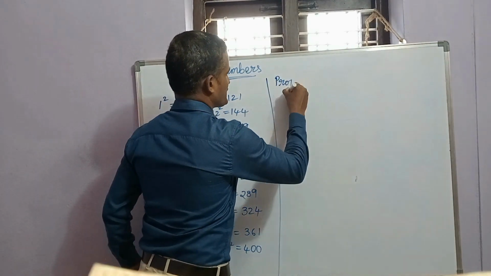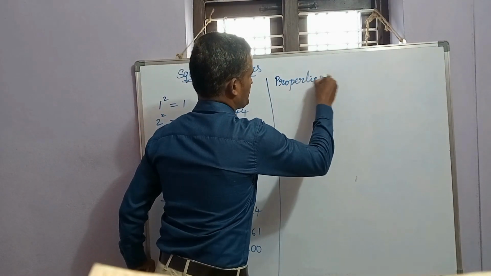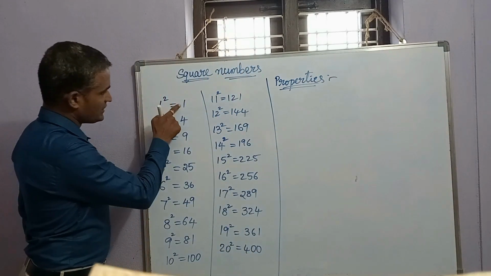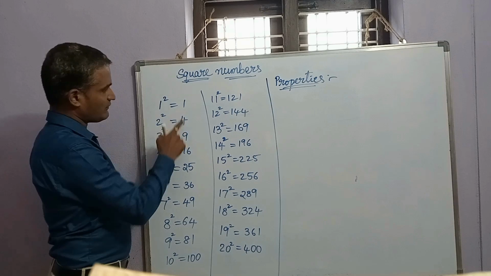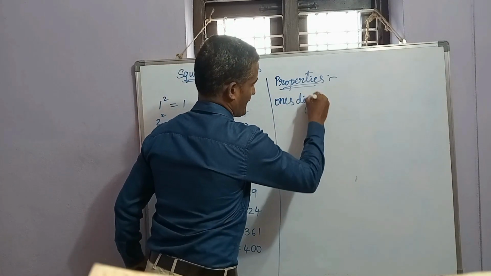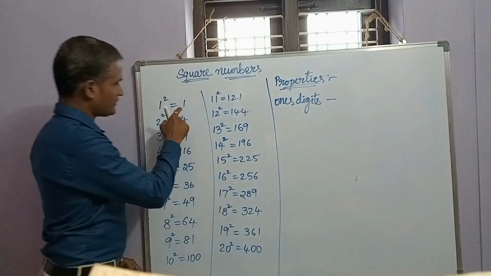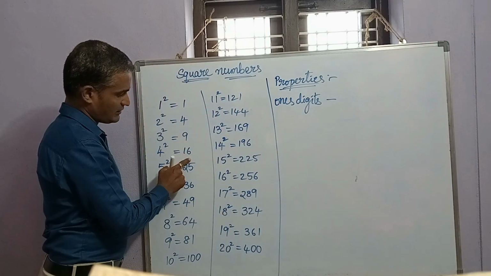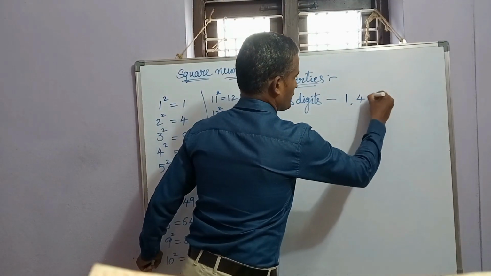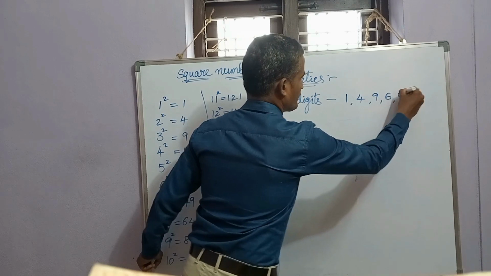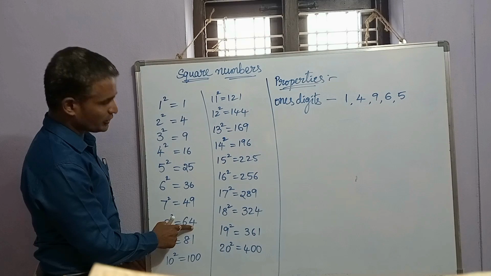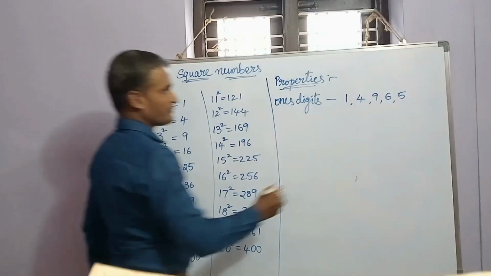Now we will observe some properties. A few properties about the square numbers. First, observe the ones place of the square numbers. What are the ones digits? 1, 4, 9, 6, 5, 1, 4, 9, 6, 5, again 6, 9, 4, 1 and 0.